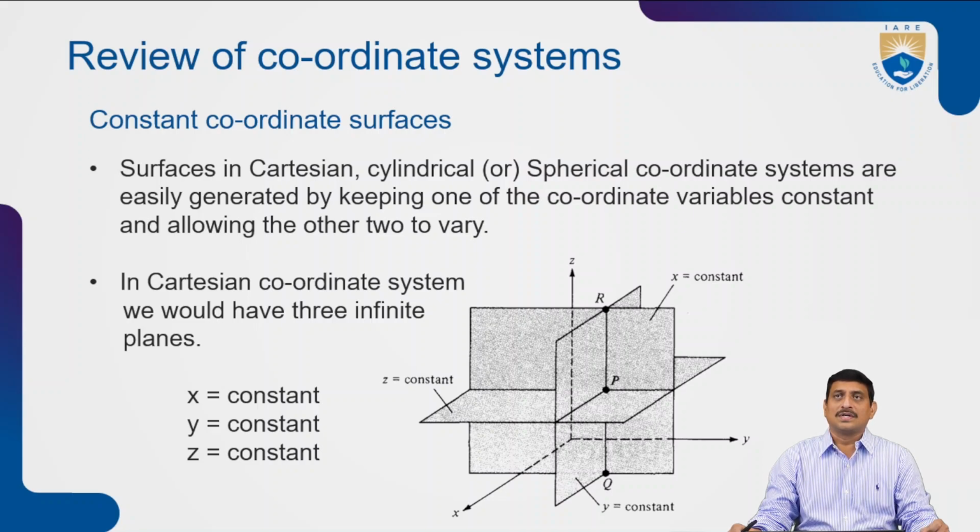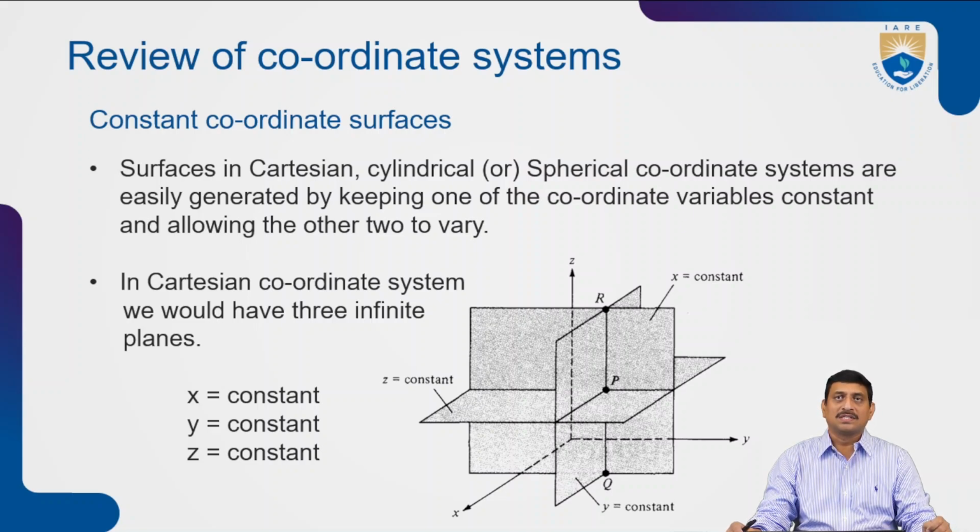In the Cartesian coordinate system, we find that there are three constant surfaces: x equal to constant, which is a yz plane; y equal to constant, which is an xz plane; and z equal to constant, which is an xy plane. All these three surfaces are perpendicular to each other.